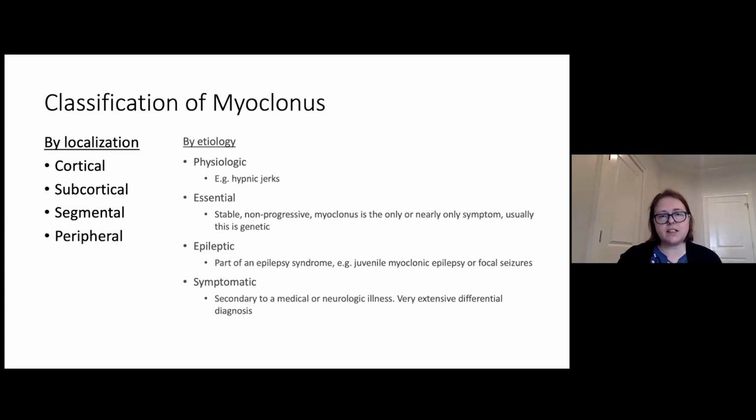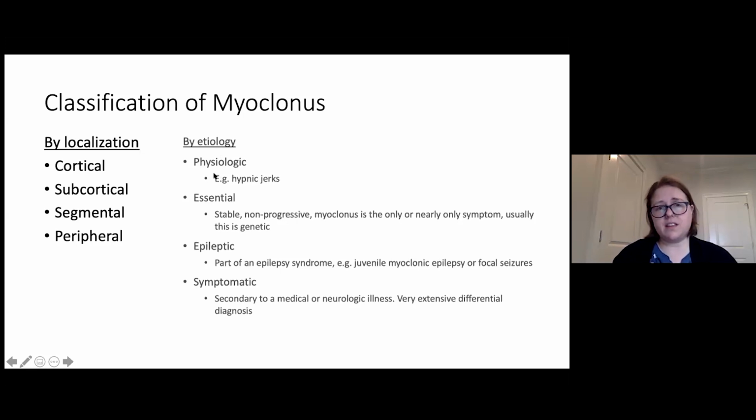There's lots of ways to classify myoclonus, so you can classify it by localization. Any part of the nervous system can cause myoclonus. I find in practice this is not that helpful because it doesn't really tell you that much about what the underlying diagnosis is or how to treat it. More helpful, I find, is to classify it by etiology.